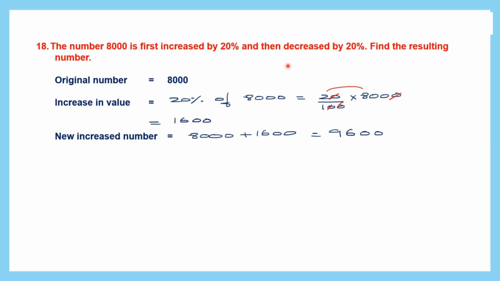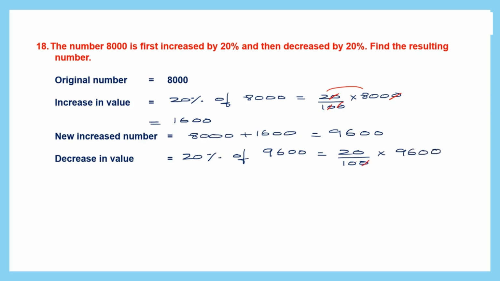Now, from this new increased number, again there is a decrease by 20%. So we have to now find the decrease in value. So what is the decrease in value? That is again 20% of this new number, that is 9,600. So let's work that out. That is 20 by 100 into 9,600. So let's cancel. So cancel the two zeros here, cancel the two zeros there. Now 20 into 96. That is equal to 1,920. So now we have found the decrease in value also.